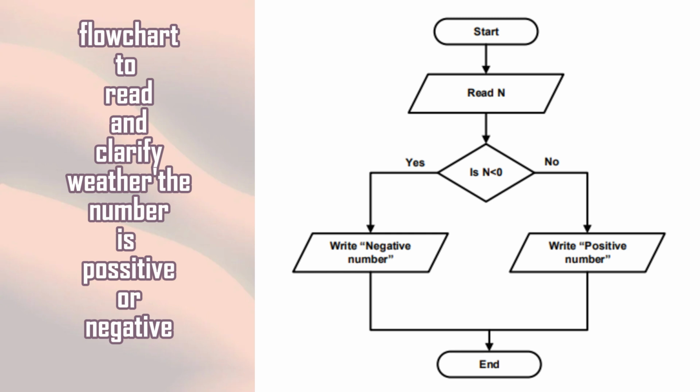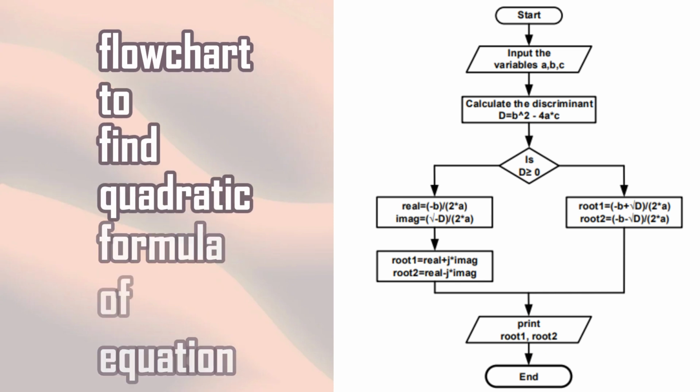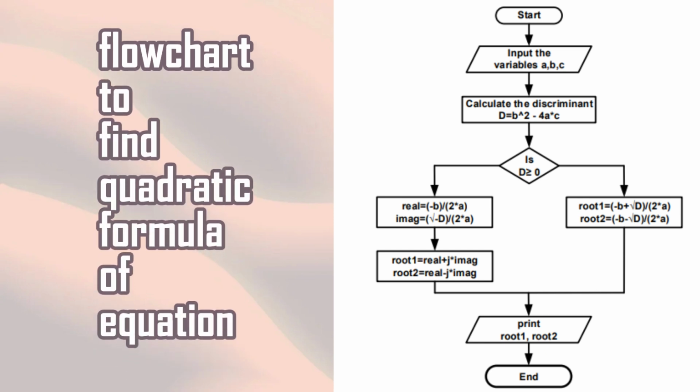So if the condition is not satisfied, then it would be negative, and the negative number will be printed, and if the condition is satisfied, then the positive number will be printed out. And that's how the arrowhead is going to point in the direction of n, and the program is done.